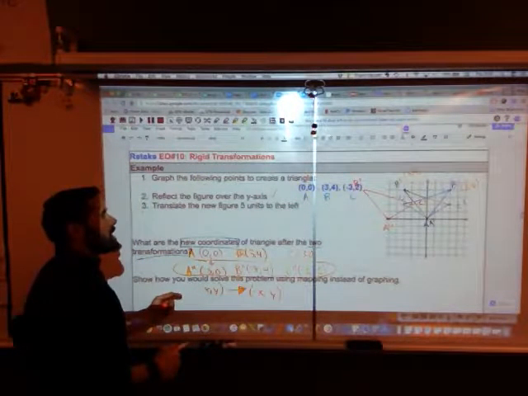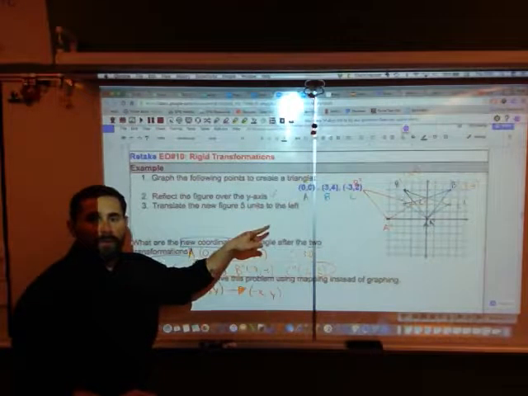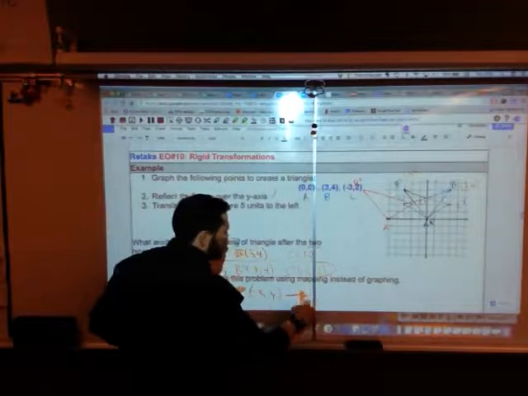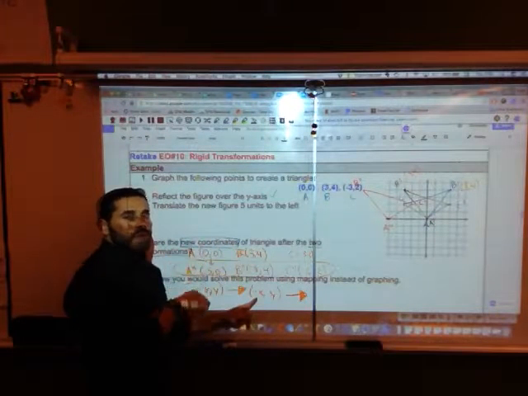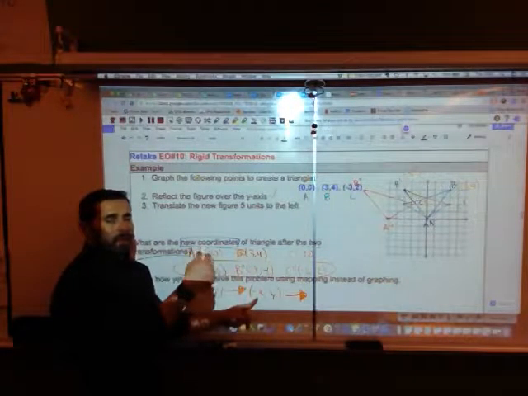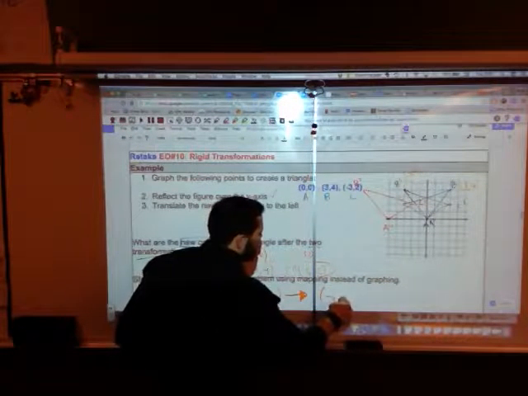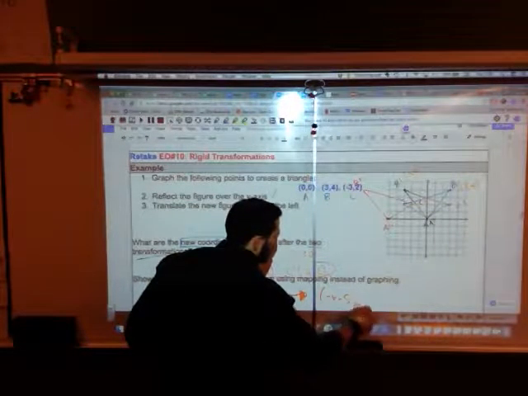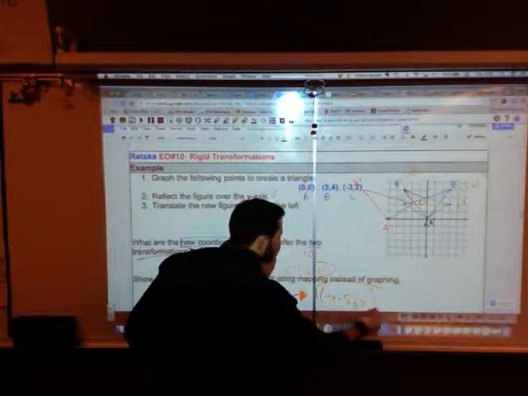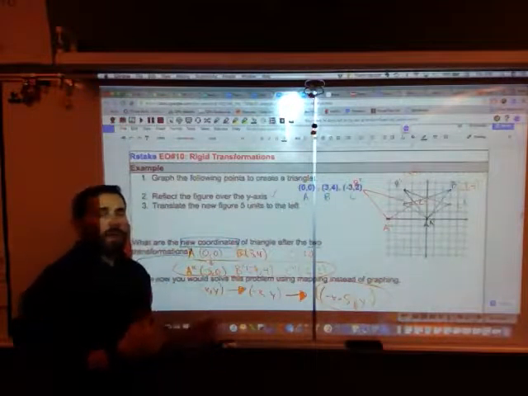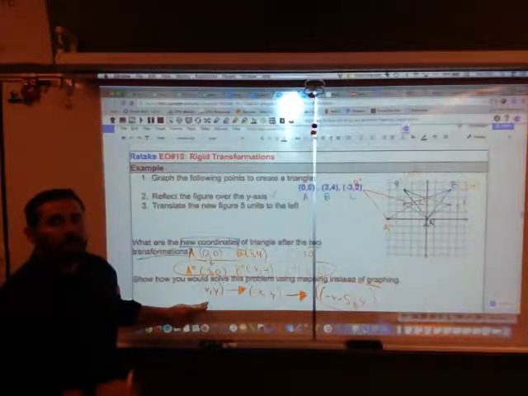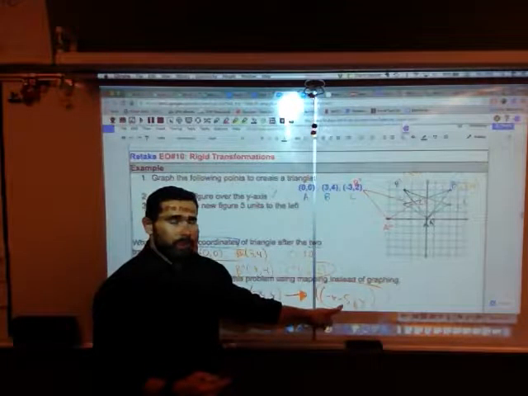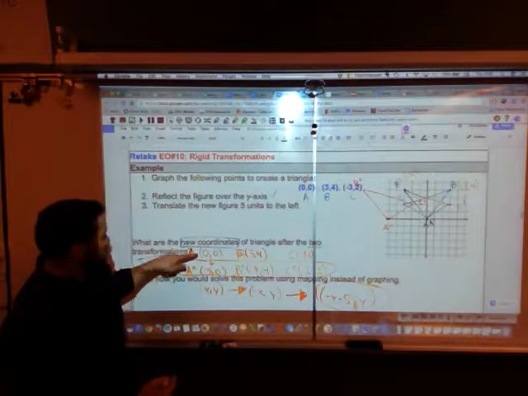Then from there, I had to translate it 5 to the left. So I'm going to take this coordinate point and subtract 5 from the x value, because that'll make it go left. So that would be -x - 5, comma y. What I'm trying to say is I start with my very original. After 2 transformations, I change the sign of the x, subtract 5 from it, keep the y as it is. So you can see how that happens.